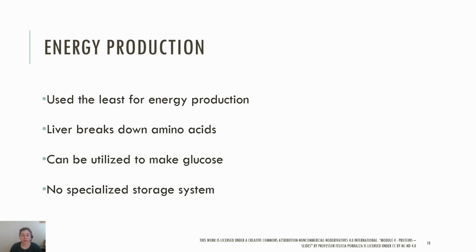Lastly, protein is used for energy production, though not the primary fuel source for our bodies. Only about 10% of dietary proteins are catabolized each day to make cellular energy. The liver is able to break down amino acids to the carbon skeletons, which can then be fed into the citric acid or Krebs cycle. Protein can also be utilized to synthesize glucose through gluconeogenesis if not enough carbohydrates are being consumed.